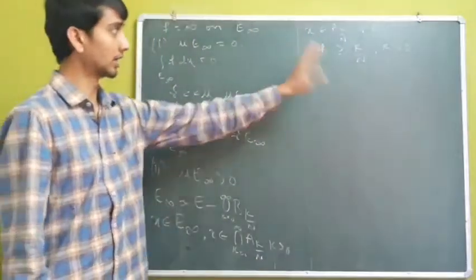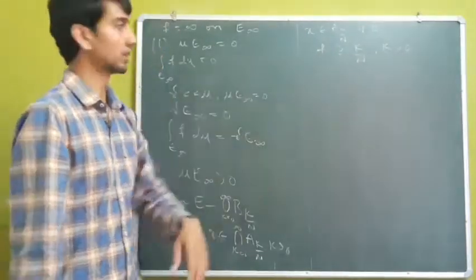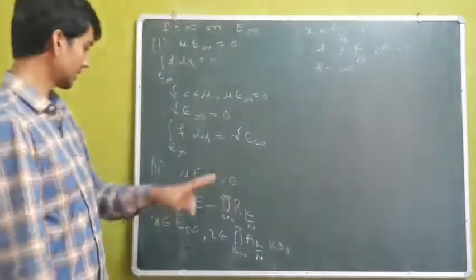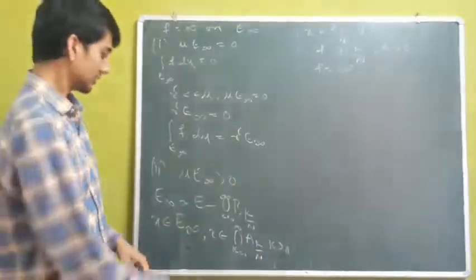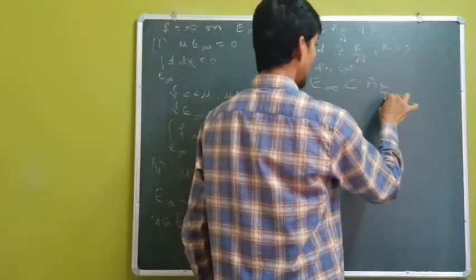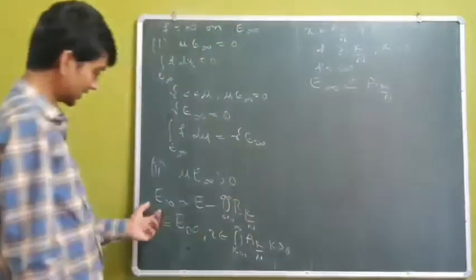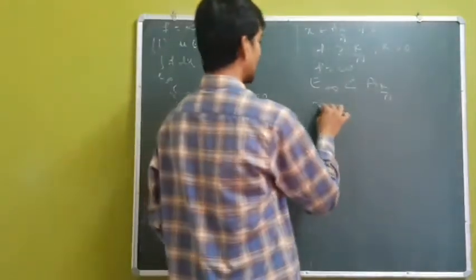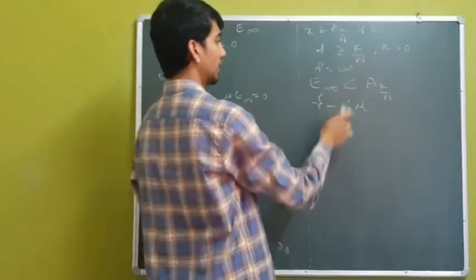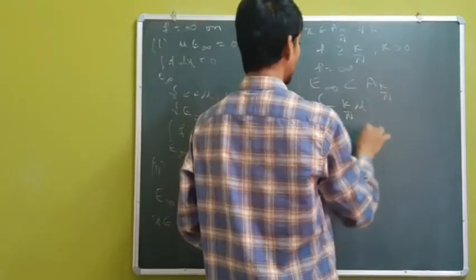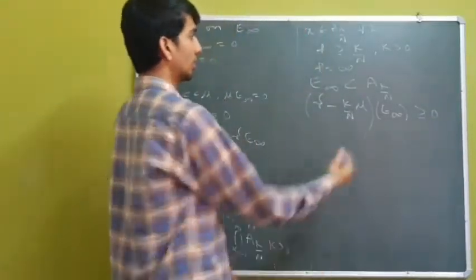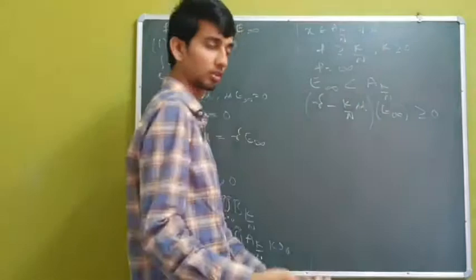So we have f greater than or equal to k by n for every k greater than 0, so that f is equal to infinity in the case where mu of E infinity is greater than 0. Similarly, if I choose E infinity contained in A_k by n, and consider gamma minus alpha times mu, taking alpha to be k by n, then k by n times the measure of E infinity is greater than or equal to 0, where k is greater than 0.